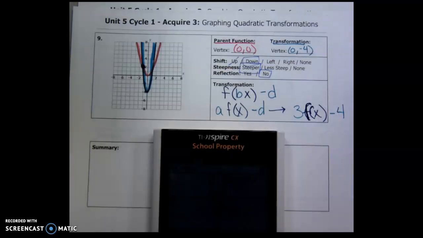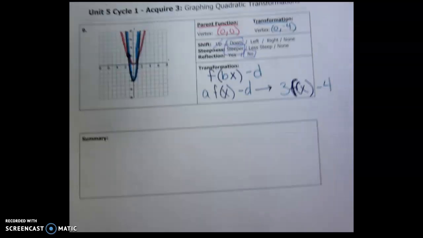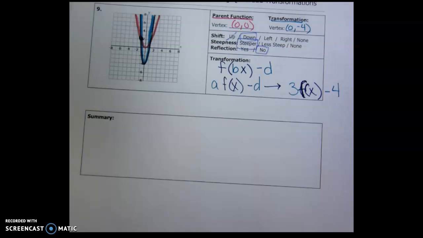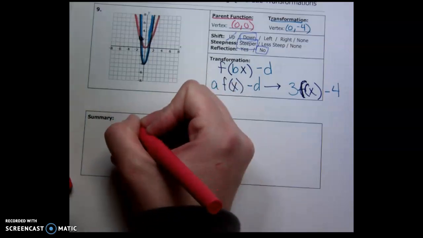Right. Summary. This is where you summarize what you learned. So let's do it.